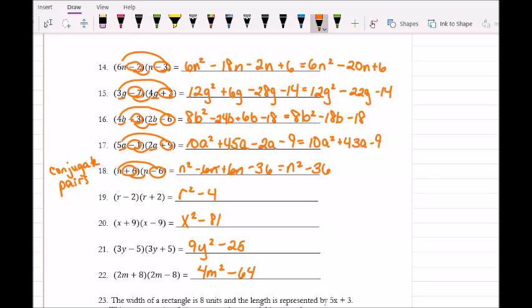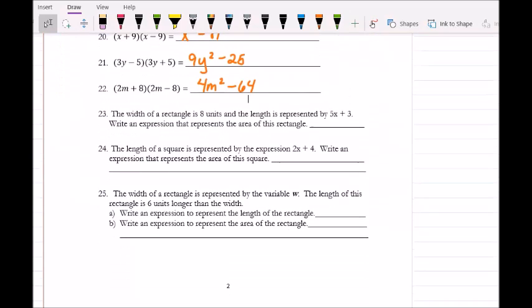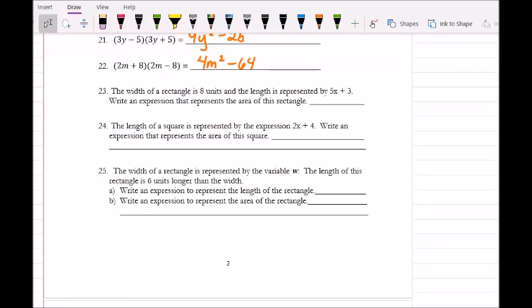Okay, so that's it for general multiplying. Now we're going to look at some word problems. I know every time I pull out the word problems in my classes, everybody cringes. I hope you're not cringing as well.